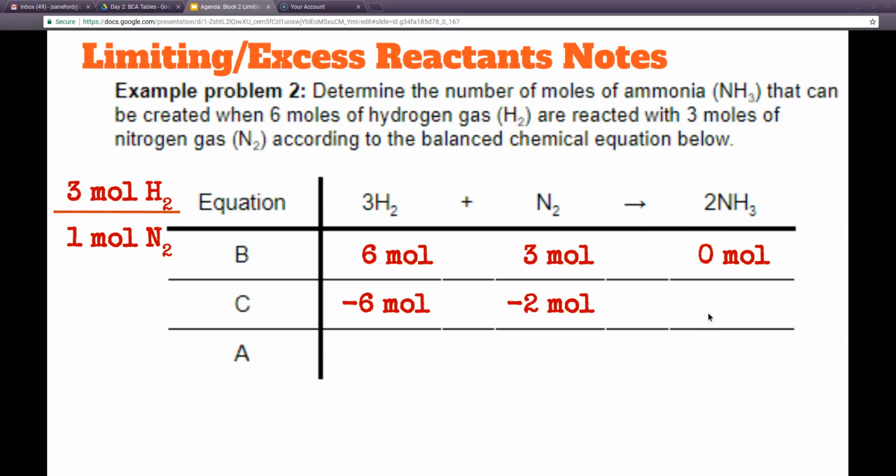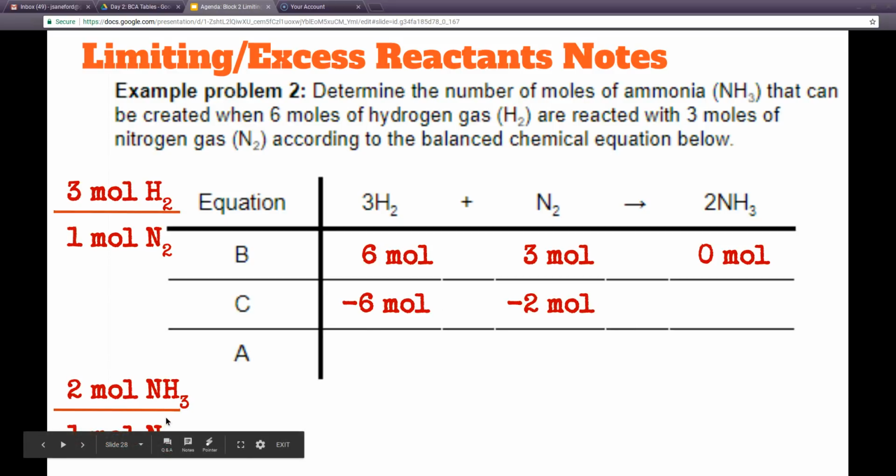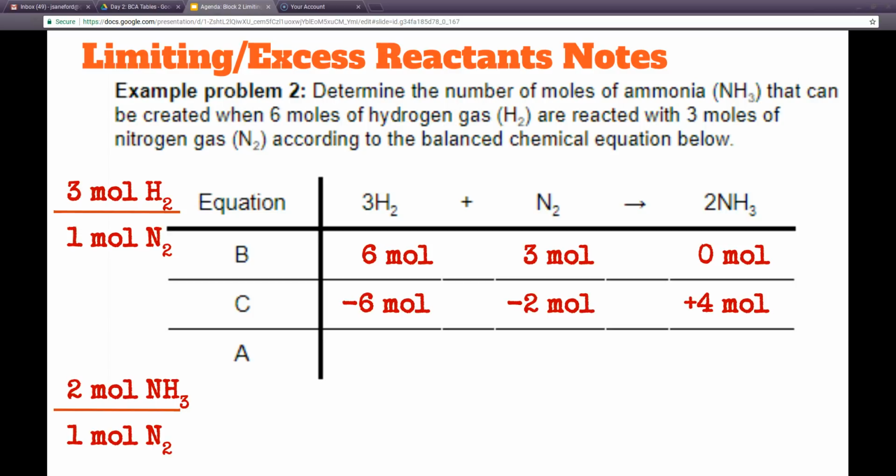And now we've got to figure out the change line for ammonia. So we need to look at a different ratio because none of ours are the same up here. So let's look at this ratio, 2 moles of NH3 for every 1 mole of nitrogen. We already figured out that we're going to subtract 2 moles of nitrogen and take a look. For every 1 mole of nitrogen, we're going to have to double what we have to get the moles of ammonia. So if we're taking 2 away here, we double that, we're going to add 4 moles of ammonia.